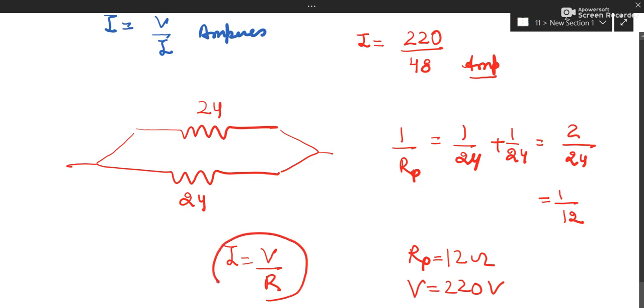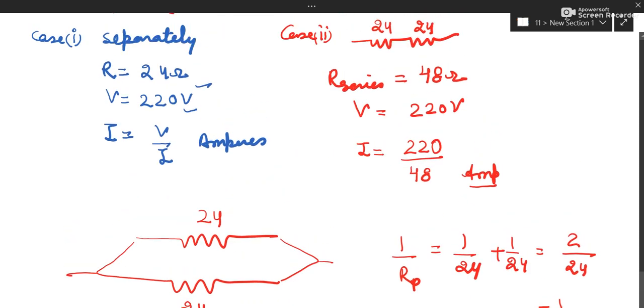V by R. So you have to find the current in all three cases. When used separately, they will consume this much current. You can divide properly, 220 by 24. Okay, you can compare, comment on the current. When used in series, then this was the resistance and voltage was the same. Current you can find out, and in parallel.